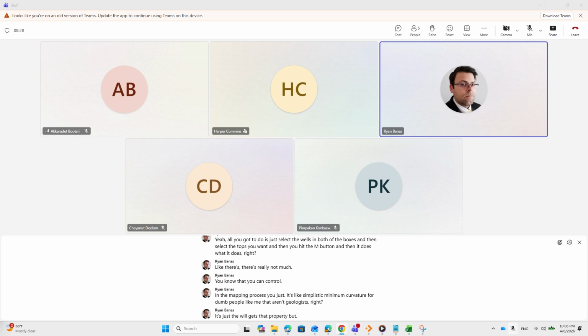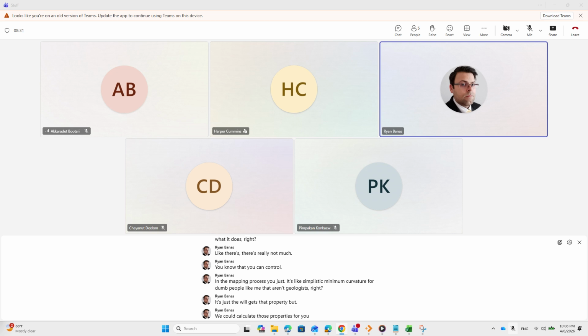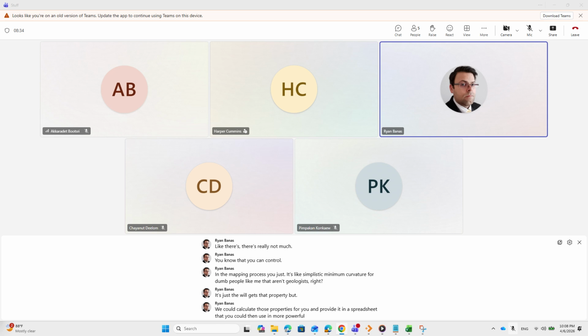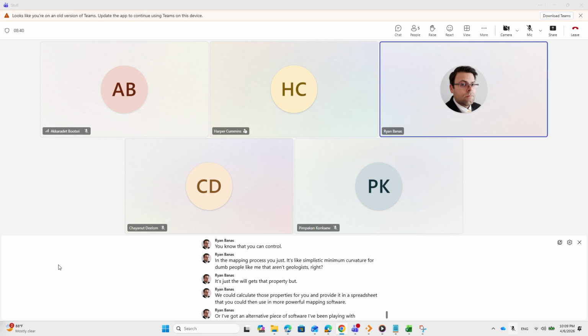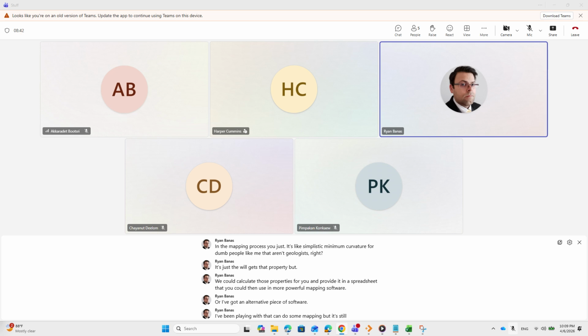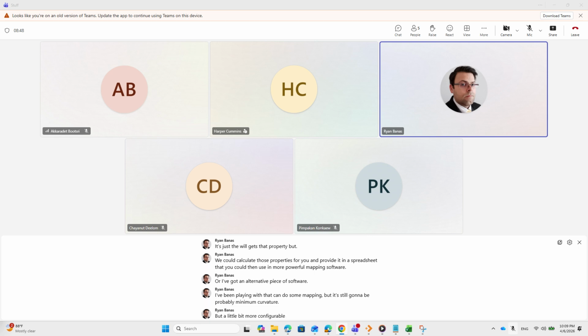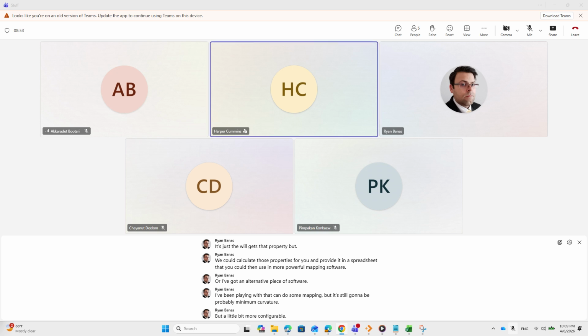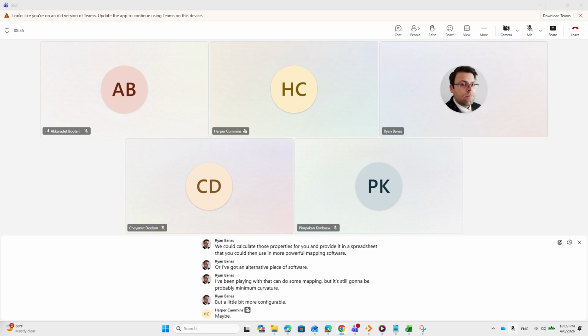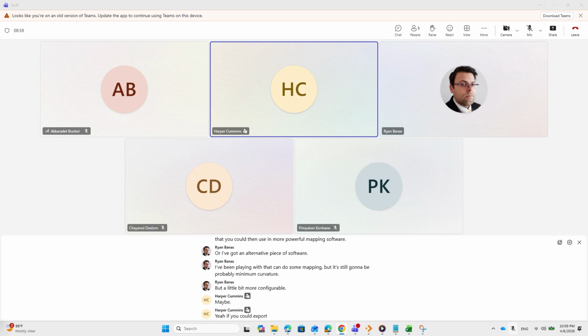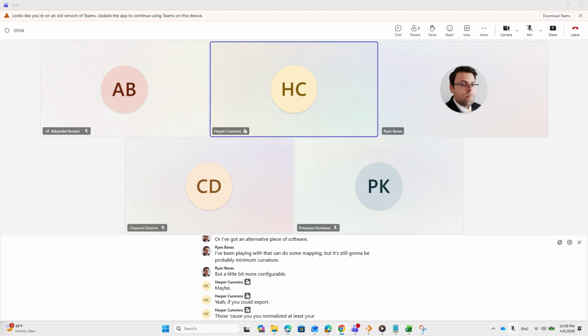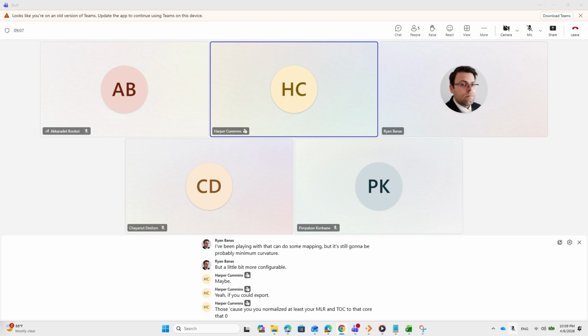we could calculate those properties for you and provide them in a spreadsheet that you could then use in more powerful mapping software. Or I've got an alternative piece of software I've been playing with that can do some mapping, but it's still going to be probably minimum curvature, but a little bit more configurable. Maybe, yeah, if you could export those, because you normalized at least your MLR and TOC to that core, that Olivine well, right?